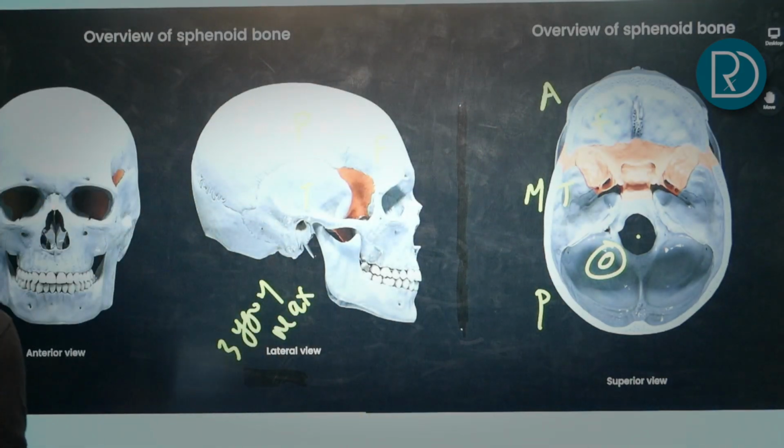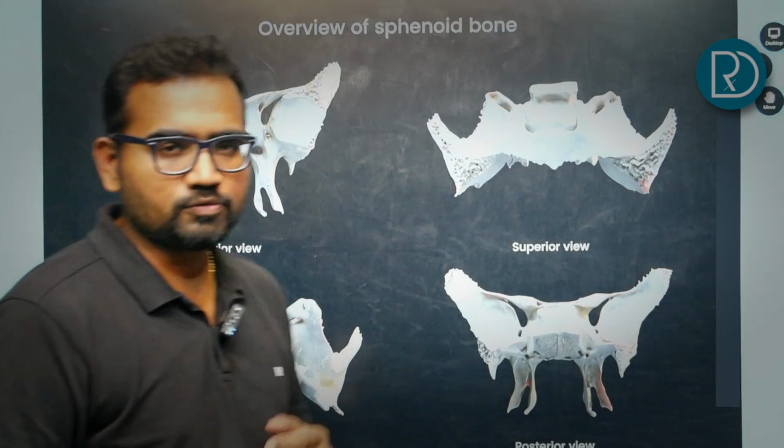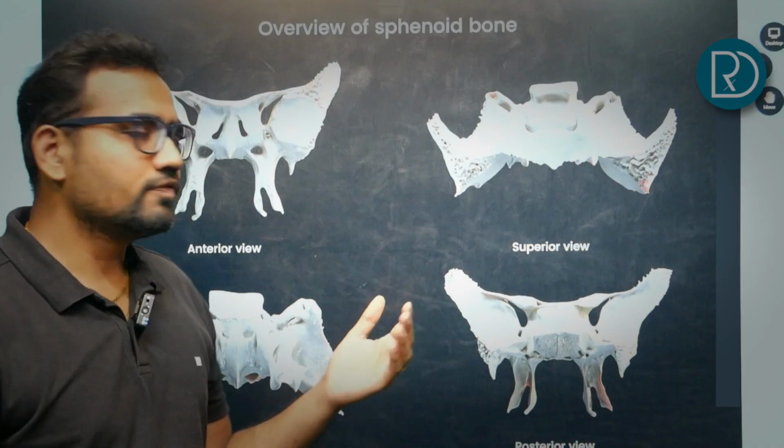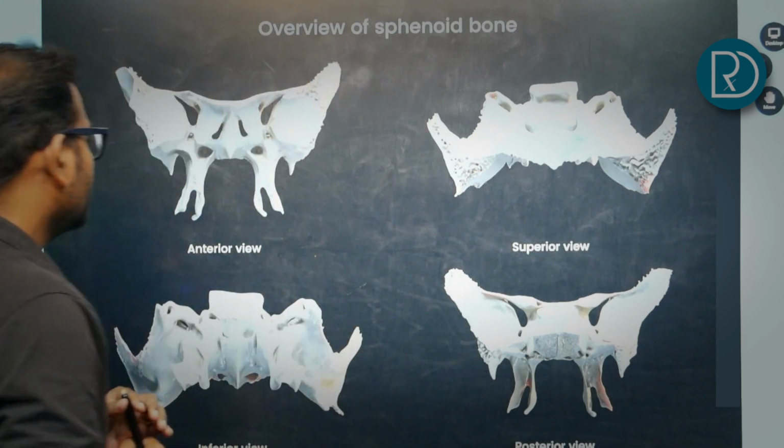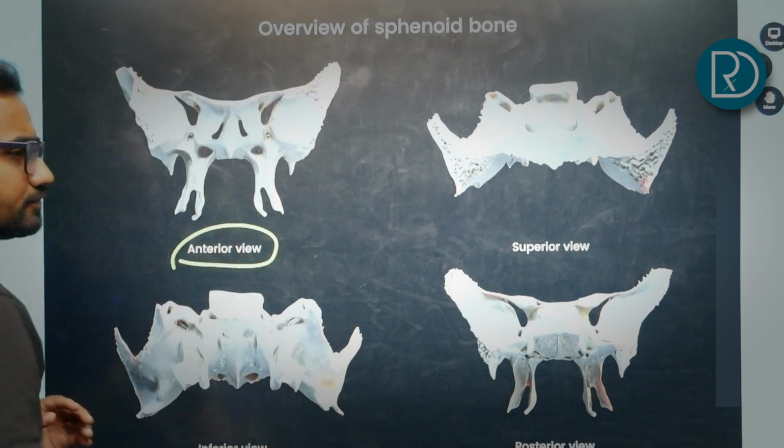If you move on to the other views of the sphenoid bone, we have four views. When I look from the front, it is anterior. When I look from the back, it is posterior. Away from the midline is lateral, towards the midline is medial. Above is superior, below is inferior. These are the views you should get used to in anatomy. Now, if you take a look at the anterior view, I'll tell you a few very important structures in the sphenoid.